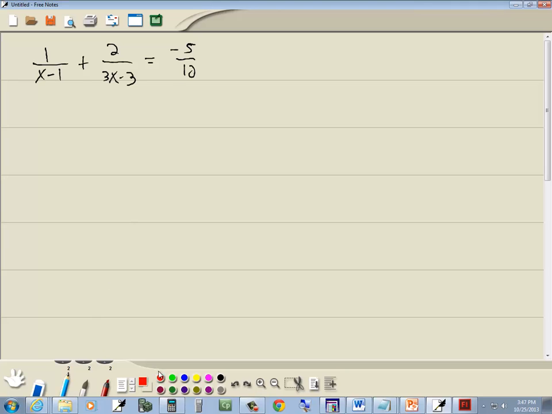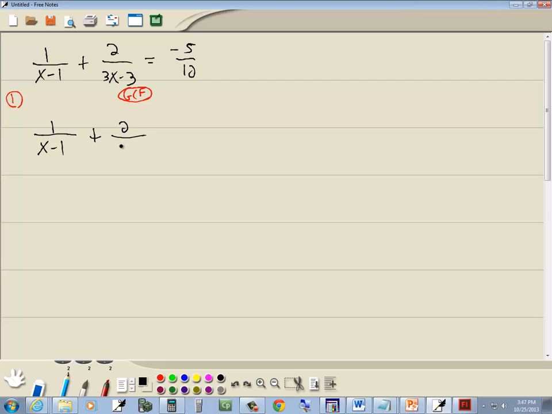Now our first step is to factor all our denominators. X minus 1 we can't do anything with. 3x minus 3 is GCF. And for the number, I'm just going to do the prime factorization. You don't technically have to do numbers like that. Some people can just see them, but I want to demonstrate that the same idea holds for them also.